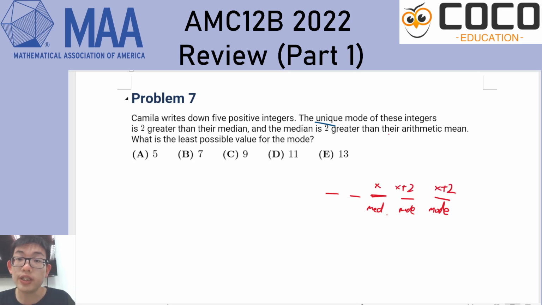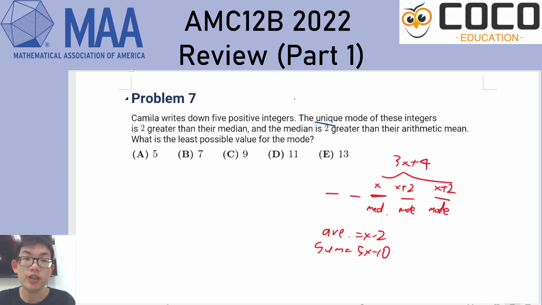The median is 2 greater than their arithmetic mean, which means that the average is x minus 2. The sum is 5 times that, which is 5x minus 10. These 3 are already 3x plus 4, which means that what's left is 2x minus 14. Now the mode is unique, which means that I need to split up the 2x minus 14 such that there is no other repetition. It says least possible value of the mode. That means that I want x plus 2 to be as small as possible, which means I want x to be as small as possible.